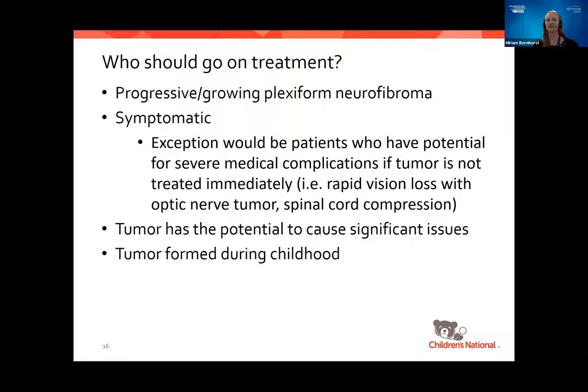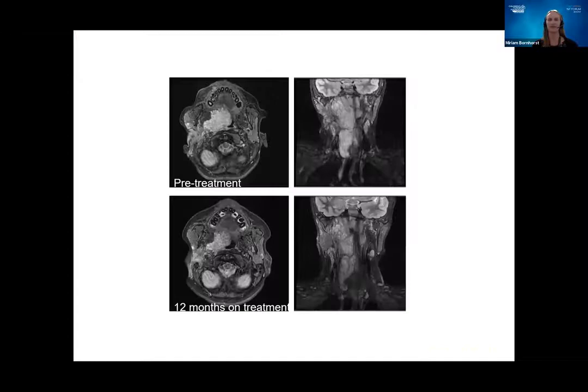So there's a lot of questions that I saw in the chat about, can this be used in adults? And we are looking at it in adults, but right now the primary indication is for tumors that form during childhood.